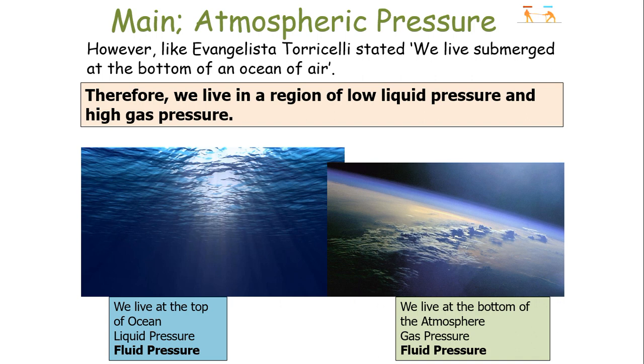However, because we live at the bottom of the atmosphere, with all of the atmosphere above us, we actually experience a high atmospheric pressure compared to if you travel further upwards. So we live in a region of low liquid pressure but high gas pressure due to our position on the Earth. And actually we can consider both the atmosphere and the ocean to be oceans themselves, and like Torricelli, a very famous Italian scientist, once said, we live submerged at the bottom of an ocean of air.